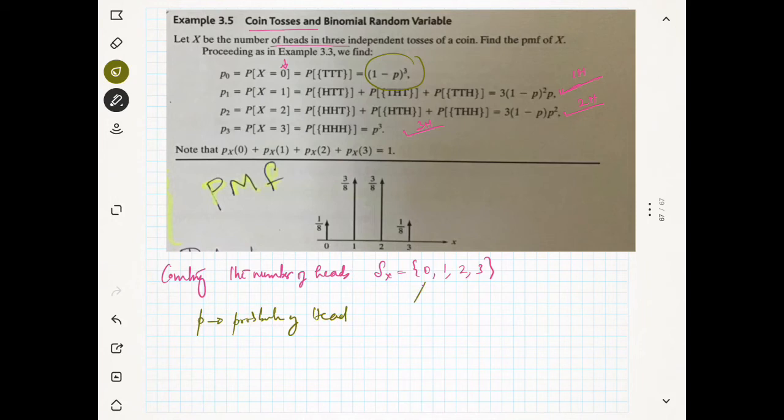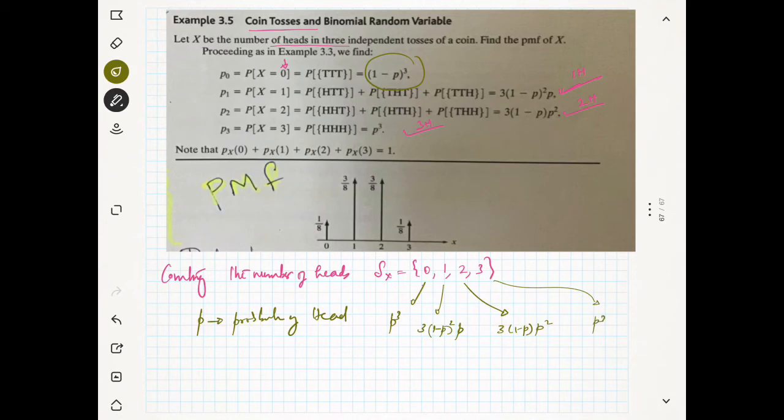So what is this probability? This is nothing but p cube. And what is this probability? It is nothing but 3 times (1 minus p) square into p. This we have already solved just a few hours before. Two heads means 3 into (1 minus p) into p square, and 3 heads means p cube.